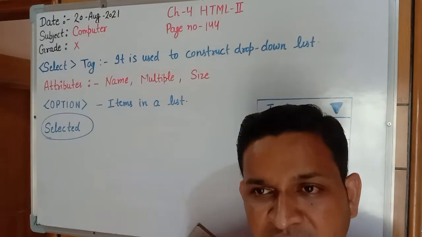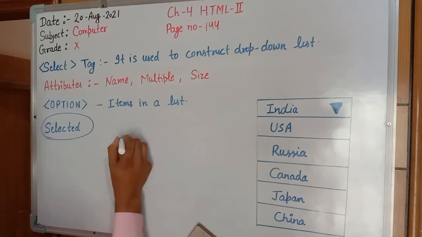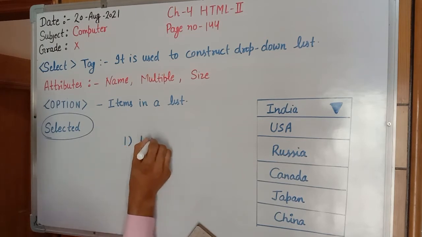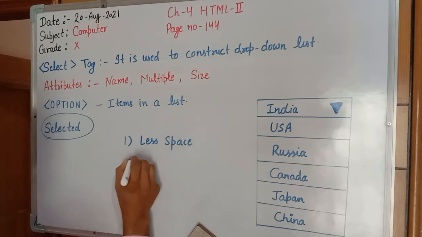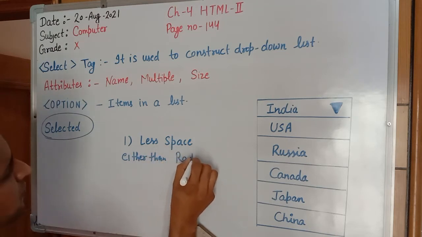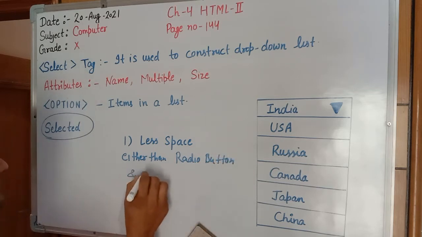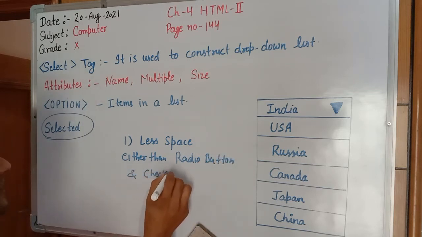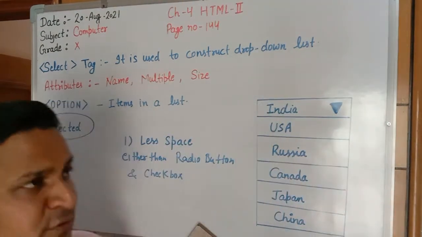Now one more thing. Why are we using the select tag? The select tag has one advantage: it will take less space. When we use the select tag, it takes less space than radio buttons and checkboxes. If you make 6 radio buttons or 6 checkboxes, they will take much space on your screen area. This is the advantage of the select tag.